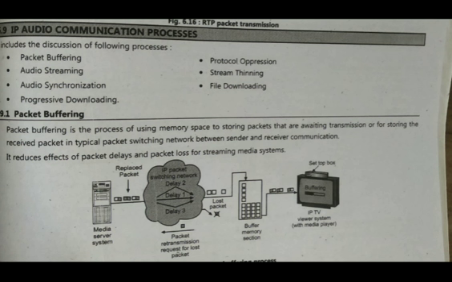First is packet buffering. Packet buffering is the process of using memory space to store the packets that are awaiting transmission, and to store the received packets in a typical packet switching network between the sender and receiver communication. As you can see in the diagram here, the packet buffering process is done where we have a media server system first, which is converting the media into packets, and those IP packets are given to the IP packet switching network.